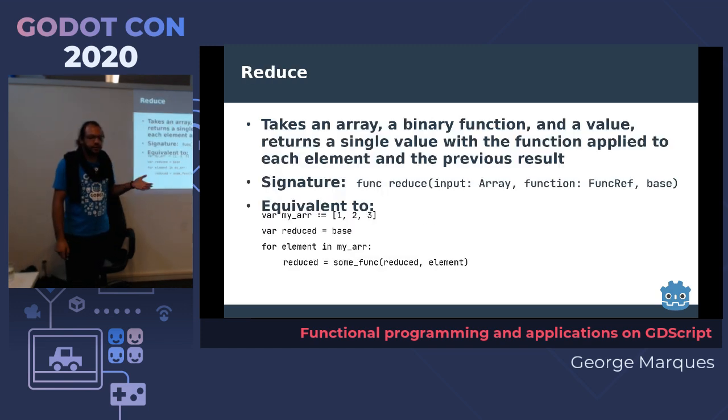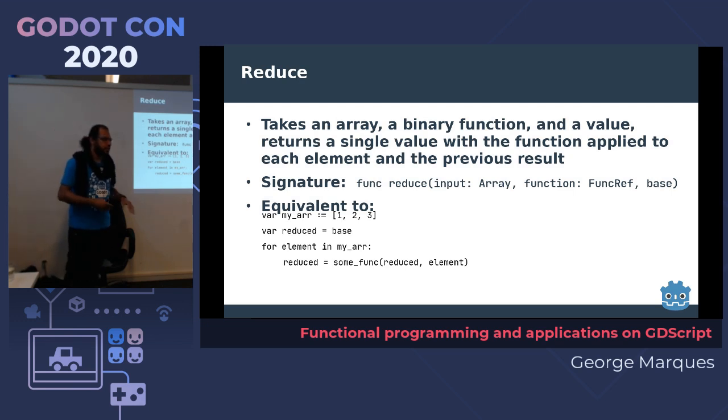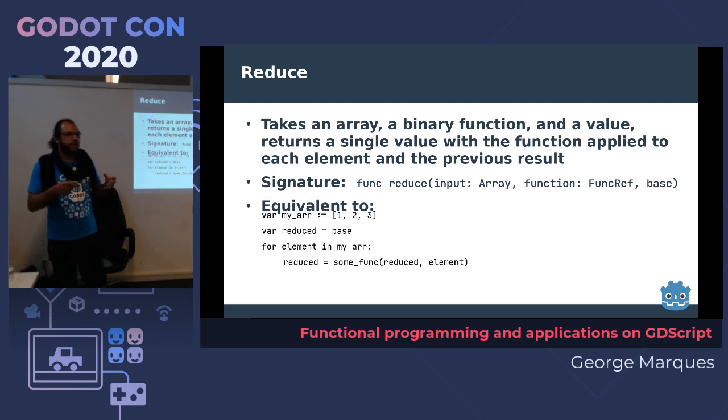The other higher-order function that's really useful is reduce. That's a bit harder to explain, maybe to understand, but essentially, instead of a unary function, you have a binary function. So it takes two arguments, and those two arguments are essentially two values from the array. You can also have an initial value. So essentially, you pick the initial value, and then pick the first element of the array.